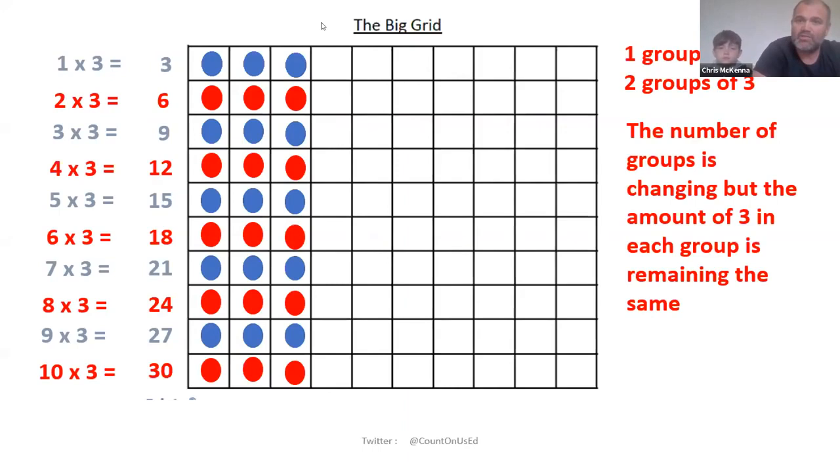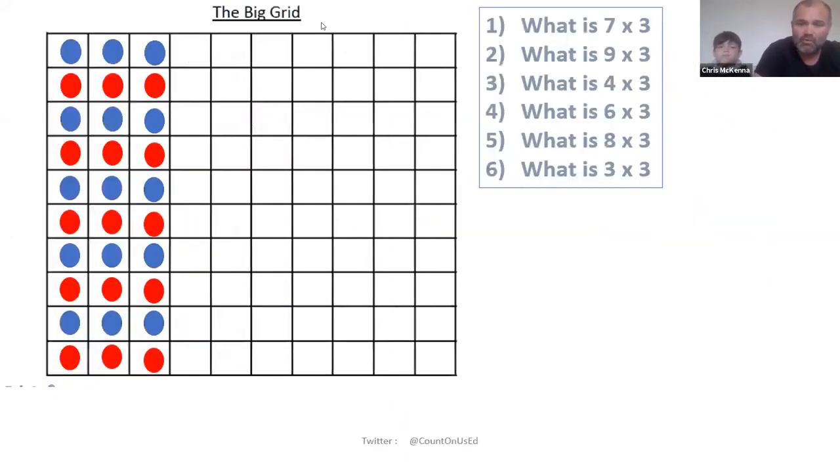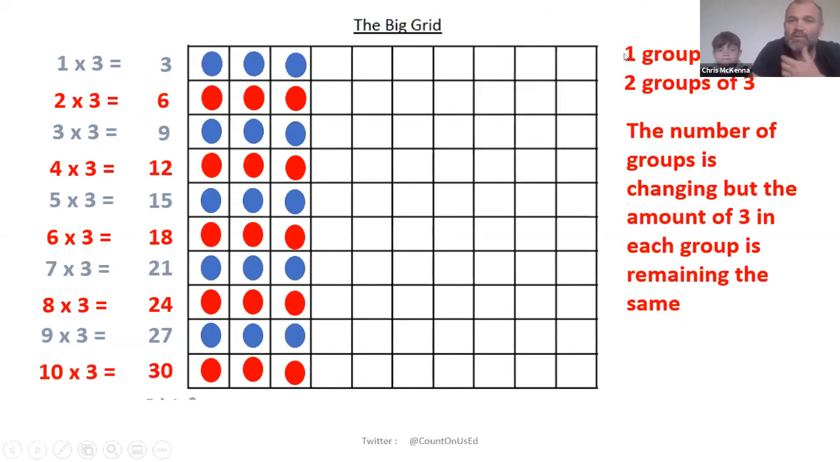And I would be constantly referring back to what we're doing as well. Counting in threes, or we're skip counting in threes. We're adding on 3 each time. So 1 group of 3, if you can see here, 1 group of 3, 2 groups of 3. It's the number of groups that's changing, but the amount of 3 in each group is remaining the same.